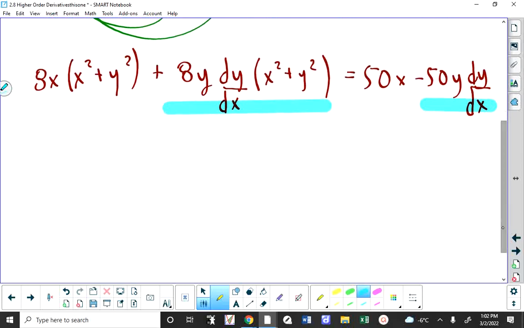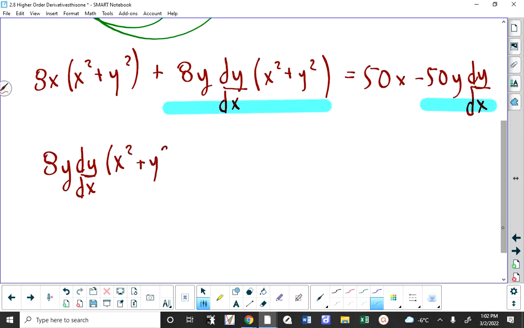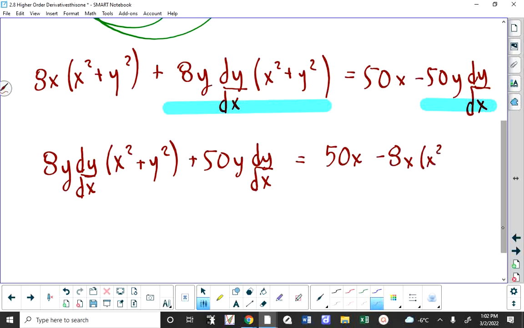It's not necessarily a matter of minimizing the negatives, but if I move the dy dx's to the right, they're both negative. I don't want to deal with two negatives. So I have 8y dy dx times x squared plus y squared. I'm going to add this second blue term to the left side to get rid of it on the right. And then I'm going to have on the right-hand side my 50x minus the 8x times x squared plus y squared.